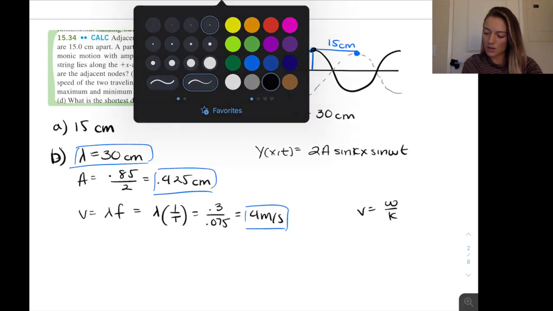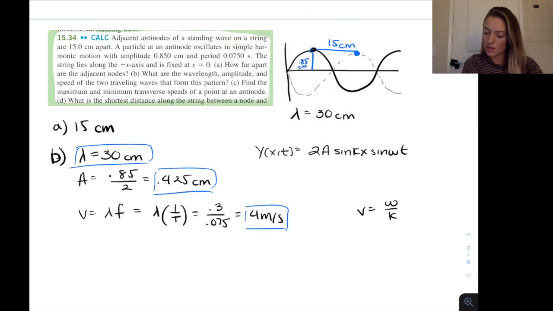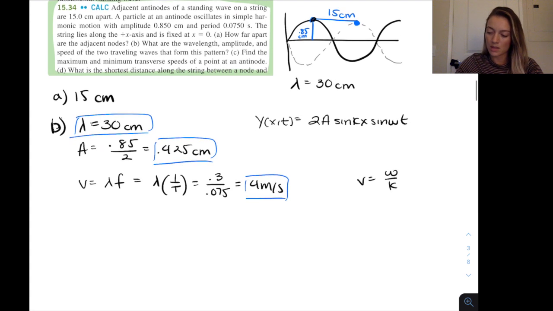So now we want to find the maximum and minimum transverse speeds of a point at an antinode. So we want to know what's the maximum and minimum transverse speed that this particle right here obtains. For part C, you can do it two ways. You can derive the answer, or if you just remember the formula for Vmax for simple harmonic motion, it's just omega times the amplitude.